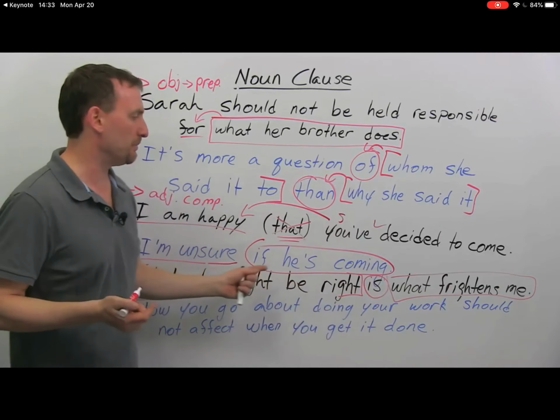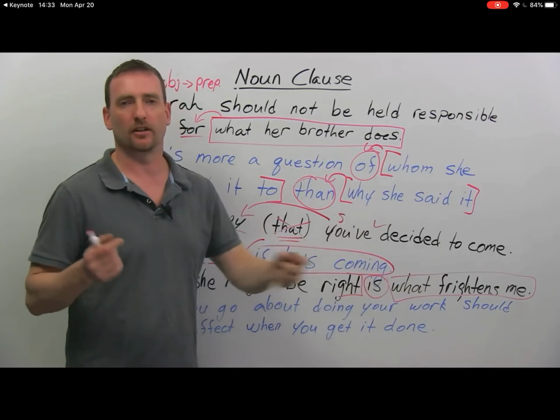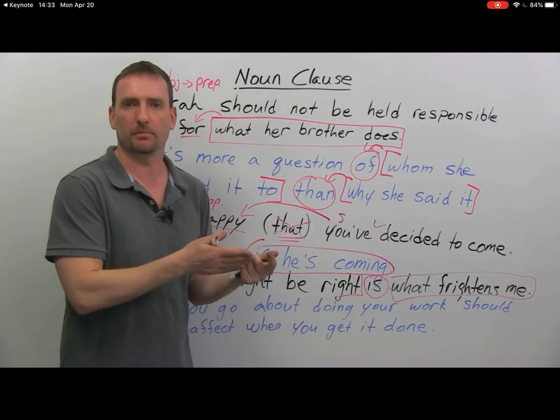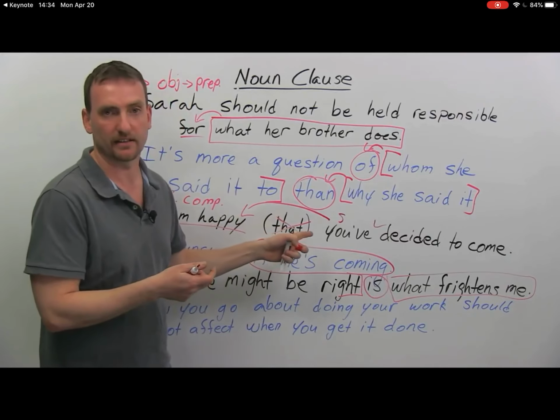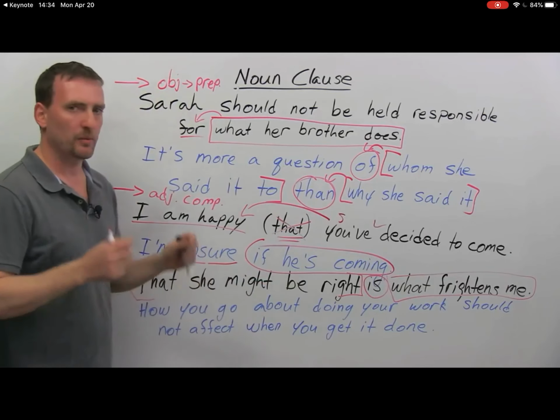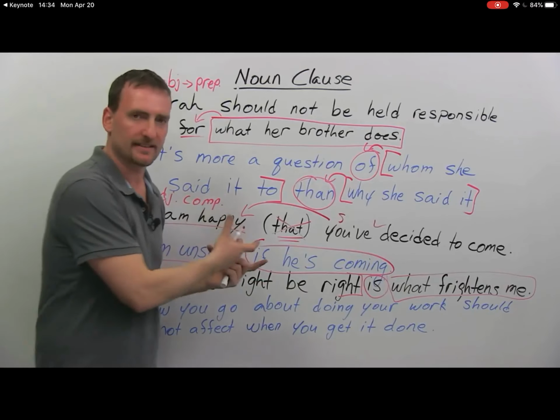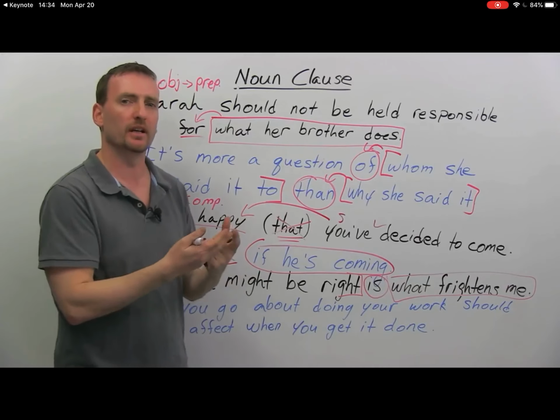And again, why would I write that she might be right is what frightens me, and not it's scary that she might be right? With this kind of sentence, both are okay. This one will be more emphatic. People will listen to this sentence or read this sentence with more attention because it's long.